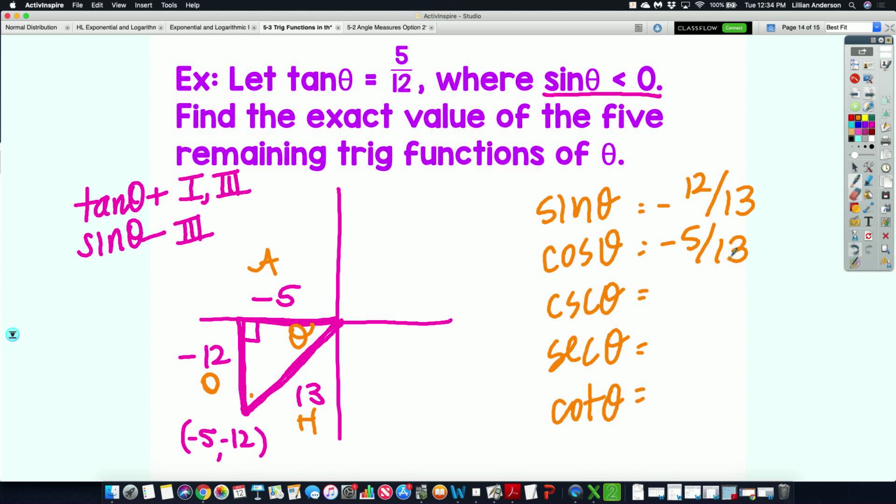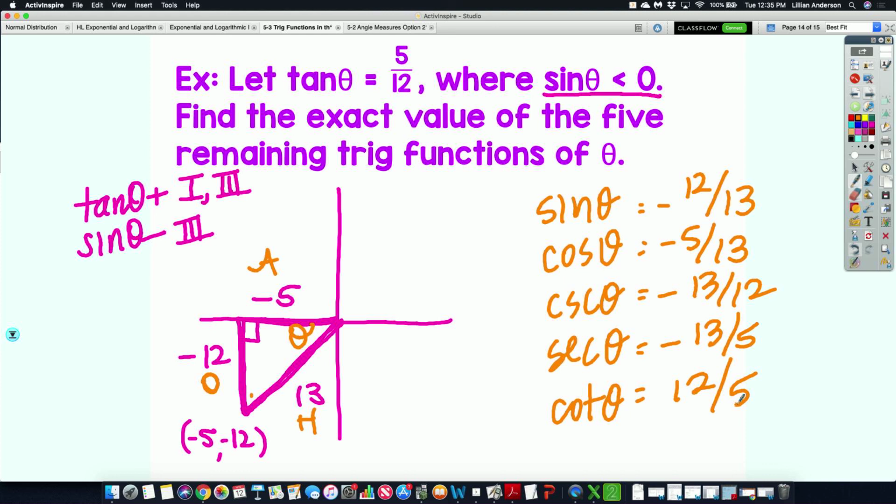Cosecant is the reciprocal of sine, so this is going to be negative 13 over 12. Secant is the reciprocal of cosine, negative 13 over 5. And cotangent is the reciprocal of tangent, which was given to us. So if anything, you should at least get 1 out of the 5 right, because I give that one to you. You got to remember to flip it.